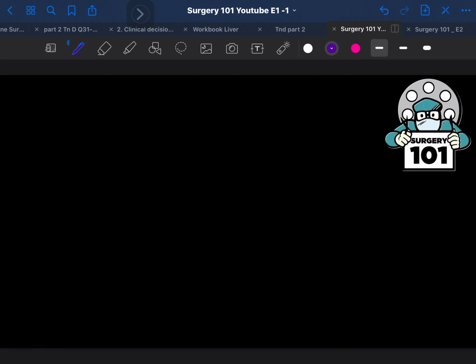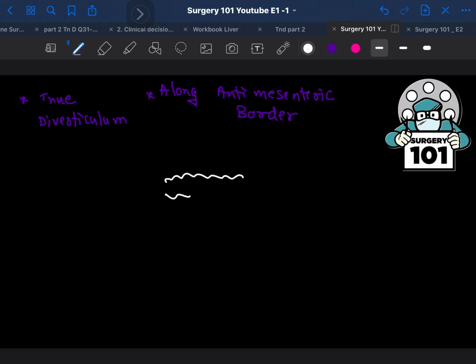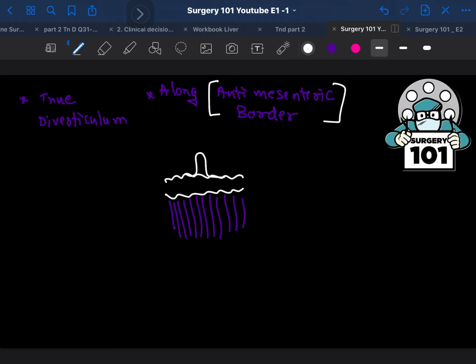The characteristic feature is that it is a true diverticulum. I already told you this. And it is present along the anti-mesenteric border. What do you understand by it being present along the anti-mesenteric border? There is intestine like this, and then there is mesentery attached to the intestine. This diverticulum is present on the border which is opposite to that of the mesentery, and that is why it is called anti-mesenteric. So what do you understand by anti-mesenteric? Opposite to mesentery. So it is basically present on the anti-mesenteric border.